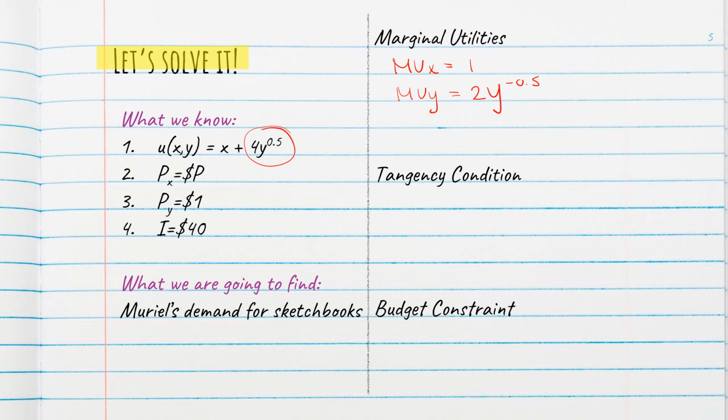From there, we can form the tangency condition and write down our budget constraint. The tangency condition says that the ratio of marginal utilities equals the ratio of prices. So we have 1 divided by 2Y to the negative 0.5 is equal to P, which is the price of X, over 1. I'm not going to simplify this yet. I'm just going to call it equation 1, and we're going to deal with it in a minute. I can also write down my budget constraint. Budget constraints always have the same formula. It's the price of X times X plus the price of Y, which is $1, times Y is equal to income, which in this case is $40. We'll call that equation 2.